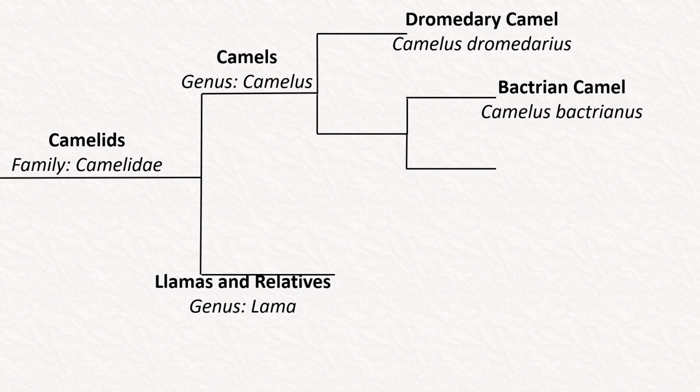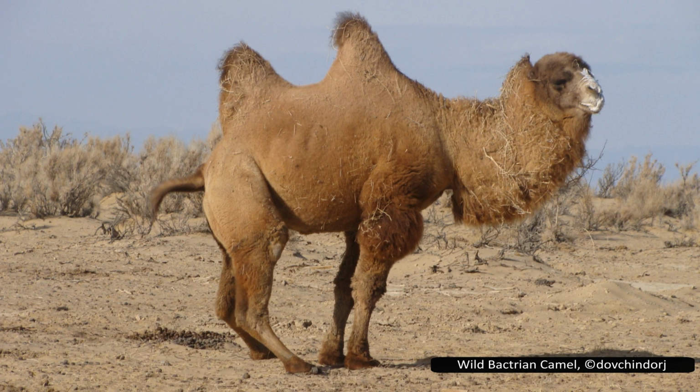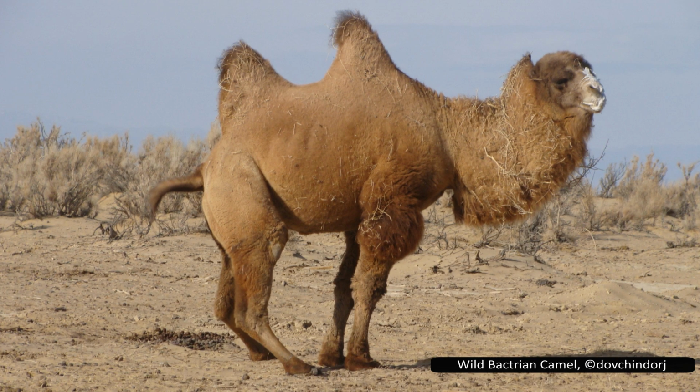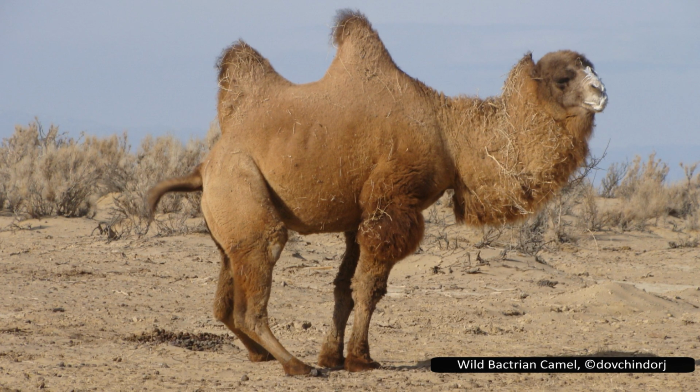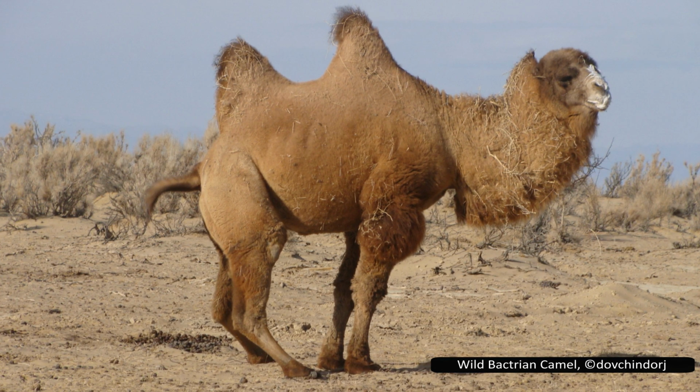This brings us to the wild Bactrian camel, Camelus ferus, which is the only truly wild camel species left in the world. The first thing to cover is the difference between feral and wild. Feral animals are domesticated animals that have escaped or been released into the wild, or their descendants. Wild animals are those that have never been domesticated.